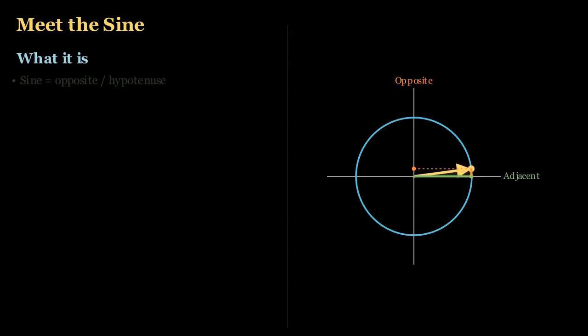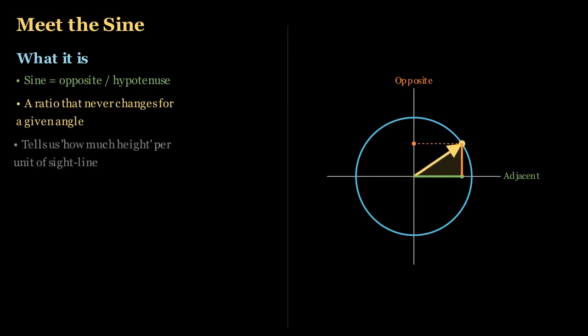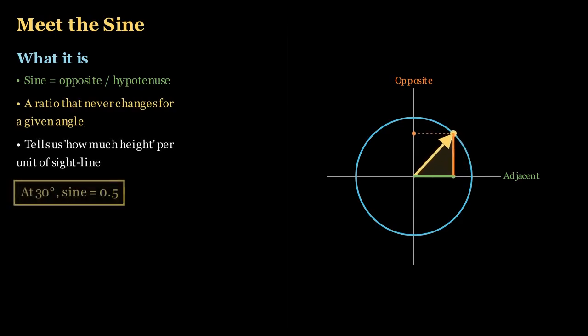Imagine you're in a Ferris wheel car. As you go up, your height changes. The sine tells us how much height you gain for every unit you travel along the sightline. It's a fixed ratio, just like the tangent you already know.